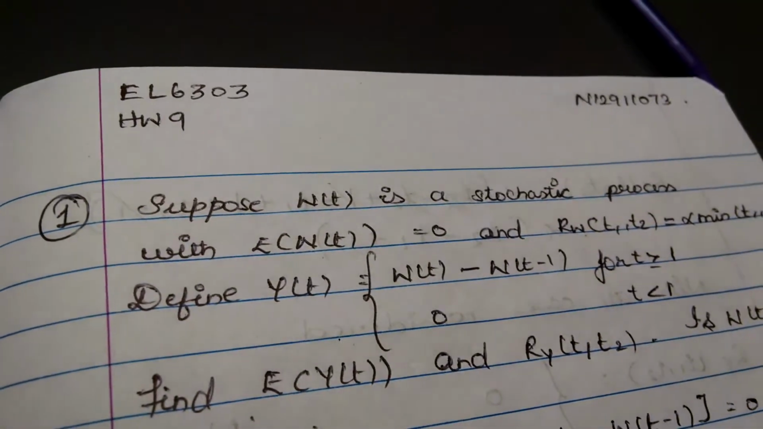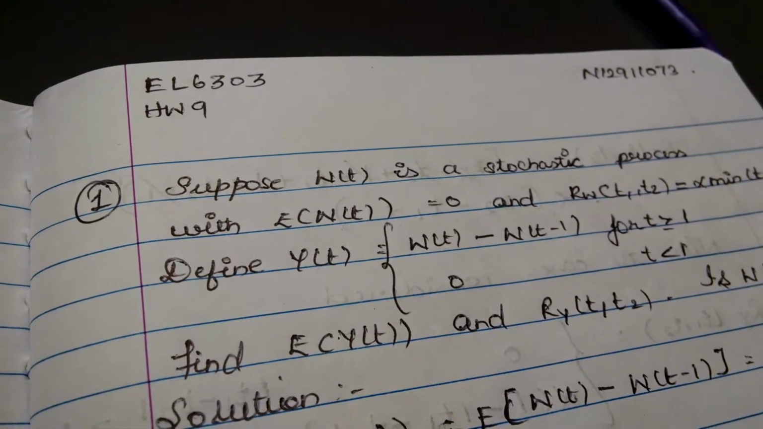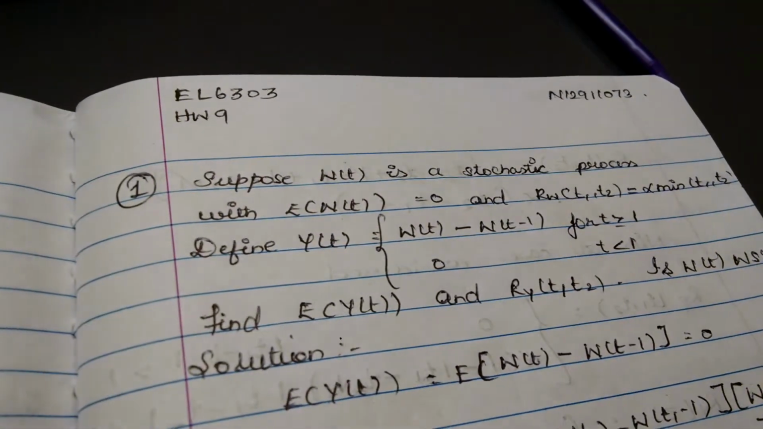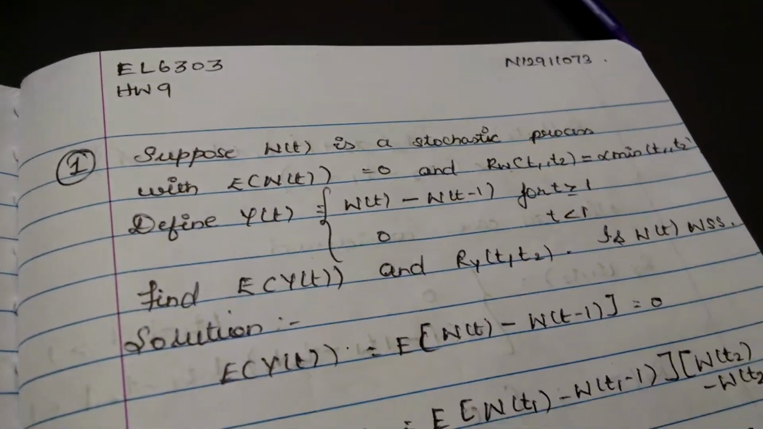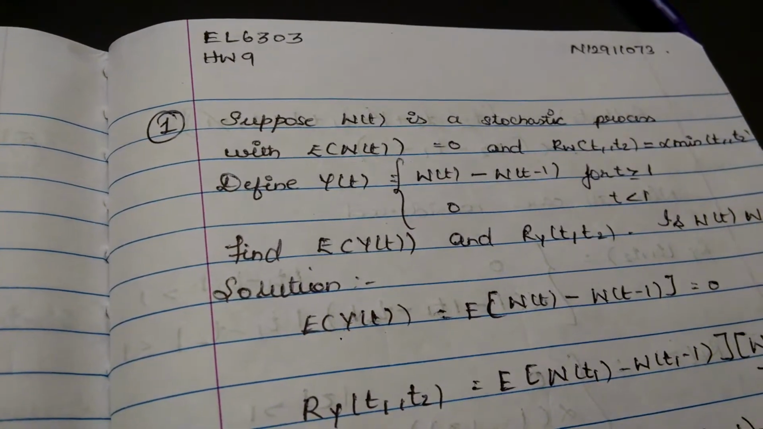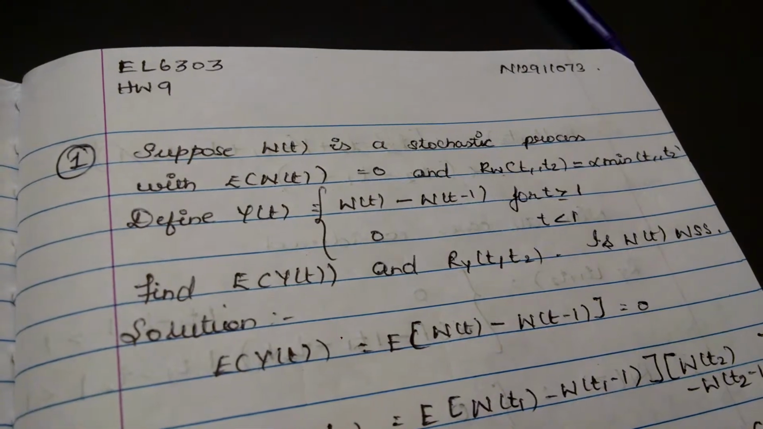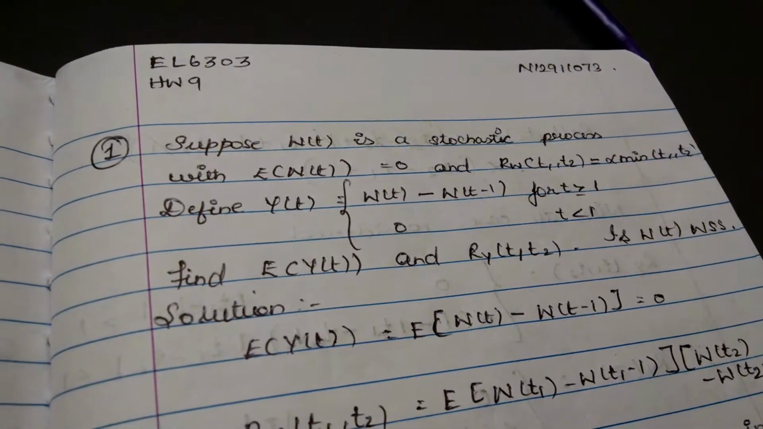This is EL6303 homework 9 question 1. The question given is: W(t) is a stochastic process with the mean of W(t) equal to 0 and autocorrelation alpha times the minimum of t1, t2.